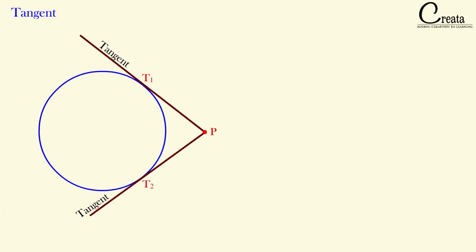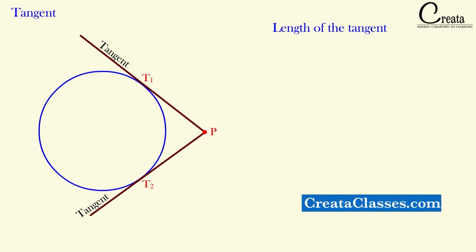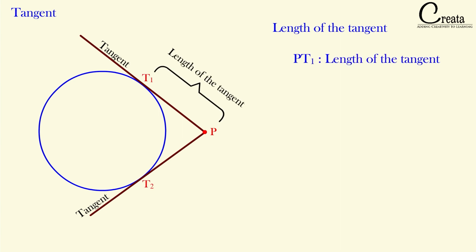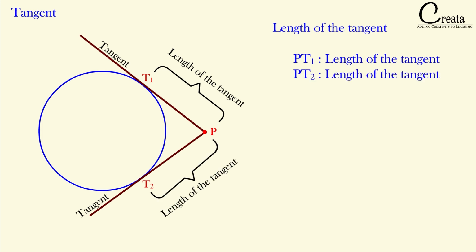Further, one more important term is there which is known as the length of the tangent. Length of the tangent is the distance between the point at which the tangent is touching the circle and the given external point. Here the given point is point P from which the tangent is originating, and it is touching the circle at points T1 and T2. So we can say PT1 is the length of the tangent and PT2 is also the length of the tangent. The concept is that both of these lengths of the tangent, that is PT1 and PT2, will be equal to each other. This is also the theorem, that is theorem 10.2.